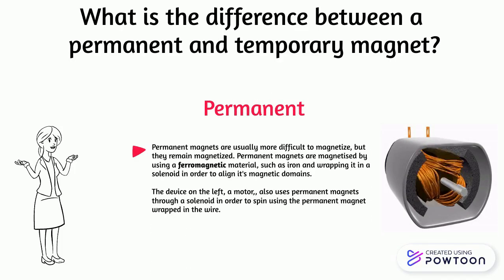Permanent magnets are usually a lot more difficult to magnetize, but they remain magnetized for longer periods of time. Permanent magnets are magnetized by using a ferromagnetic material, such as iron, and wrapping it in a solenoid in order to align its magnetic domains. A device such as a motor, on the left, also uses permanent magnets through a solenoid in order to spin the motor around.